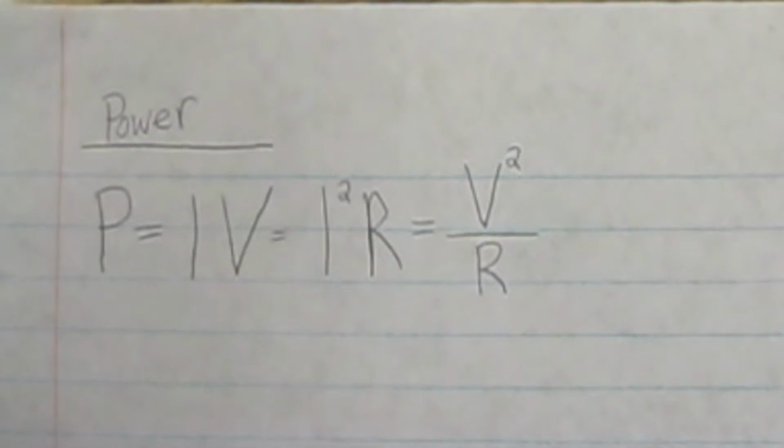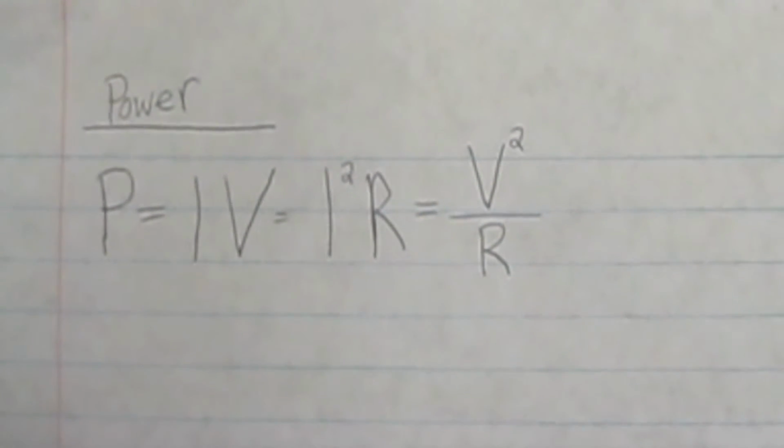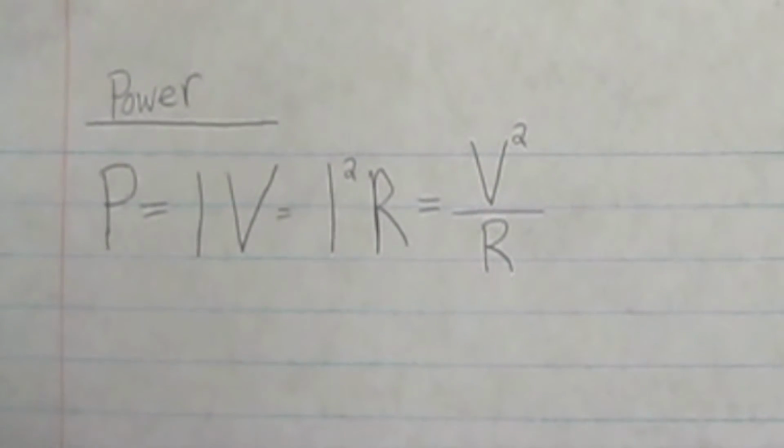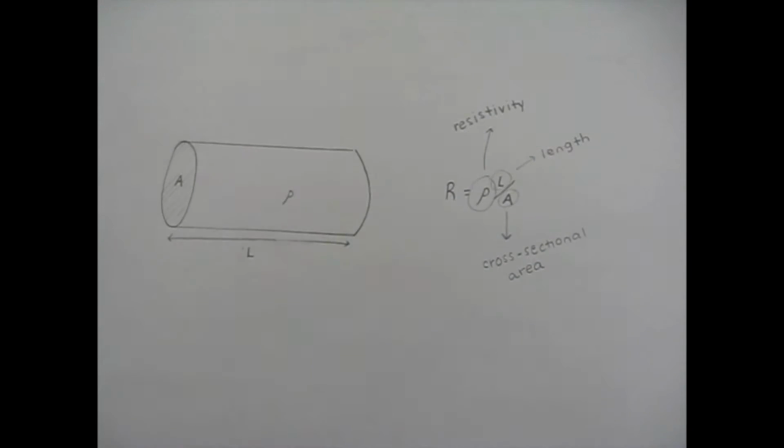To find the power, simply plug into the power equation P equals IV, or I squared R, or V squared over R. To find the resistance of a current-carrying wire, use the formula R equals the resistivity of the wire times the length divided by the cross-sectional area.